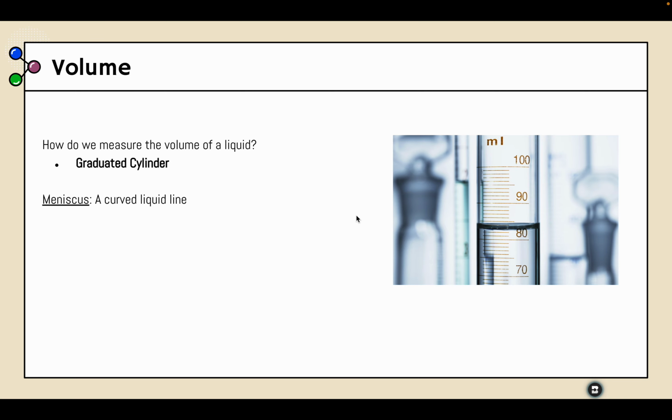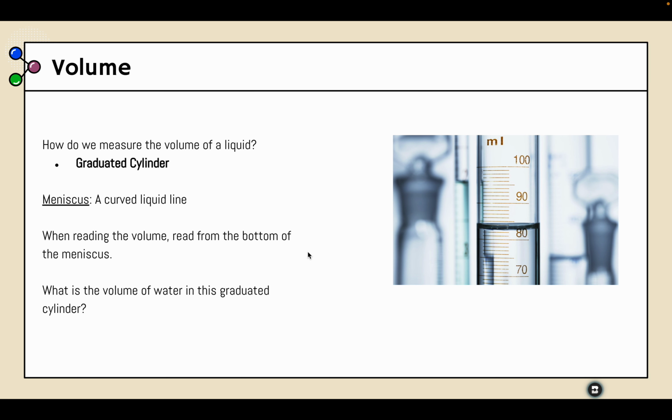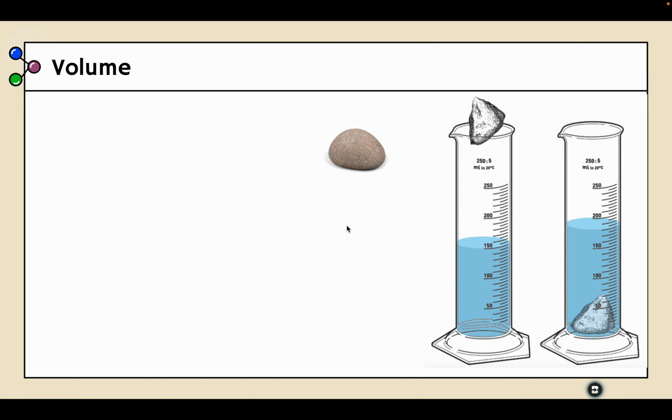And how we use it is we're going to read the bottom of that meniscus. So very at the bottom, we are so close to 83. So in this particular case, what would the volume be? I would say that's about 83 milliliters, okay? So just read the bottom of the meniscus, and that should tell you the volume of a liquid in a graduated cylinder.